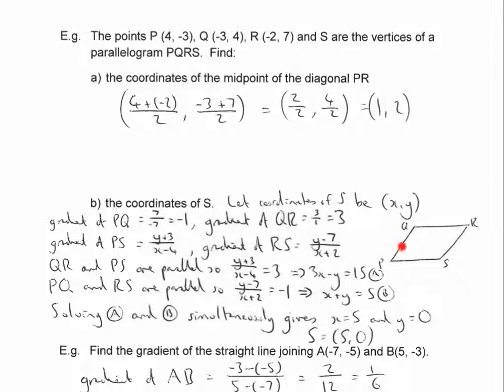I'm now going to say that PQ and RS are parallel, so they have the same gradient. PQ is a gradient I know is -1. RS is a gradient I know in terms of algebra, so I set those equal, and that gives me a second equation when I rearrange: x plus y is 5. I can solve these because they're linear simultaneous equations with 2 unknowns. Going through that, I get that S is (5, 0).